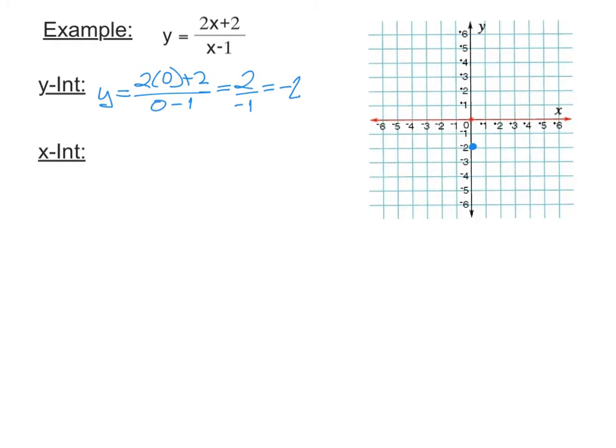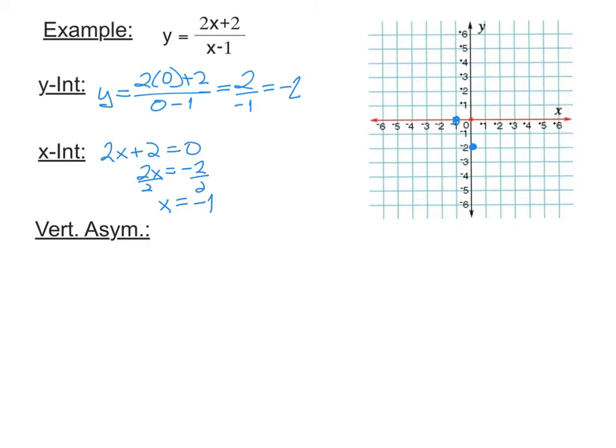Next, we're going to find the x-intercepts. To find the x-intercepts, we take the numerator, just the 2x plus 2, and set that equal to 0. When the numerator is equal to 0, the entire fraction equals 0, and that means y will equal 0. So in this case, we solve 2x is equal to negative 2, divide by 2 on both sides, and x equals negative 1. Means we have an x-intercept at x equals negative 1. So I'll plot that one as well.